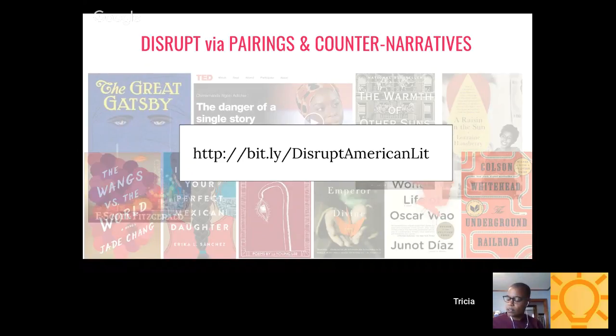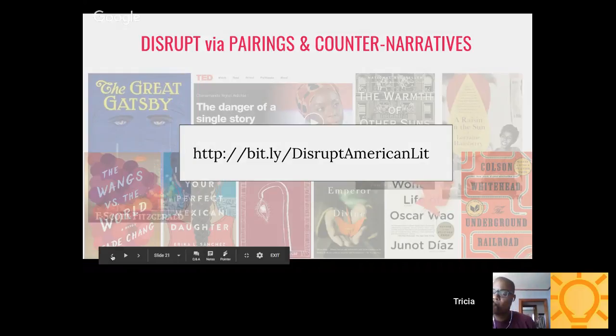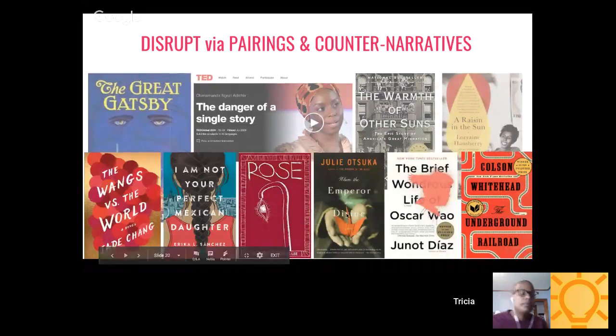I just want to talk really briefly about this book right here, When the Emperor Was Divine by Julie Otsuka. I think it kind of flies under the radar. I reread it recently. When we think about history and what it means to be American and the American dream, this book, if you're not familiar with it, is historical fiction about Japanese internment.